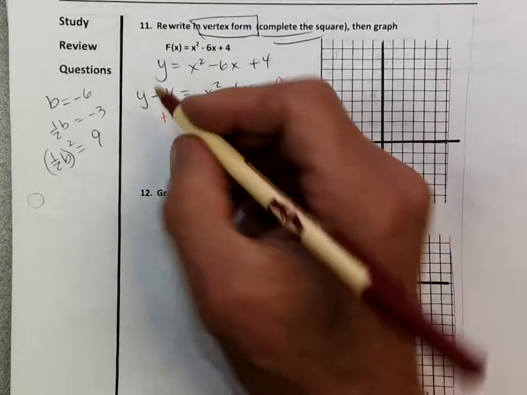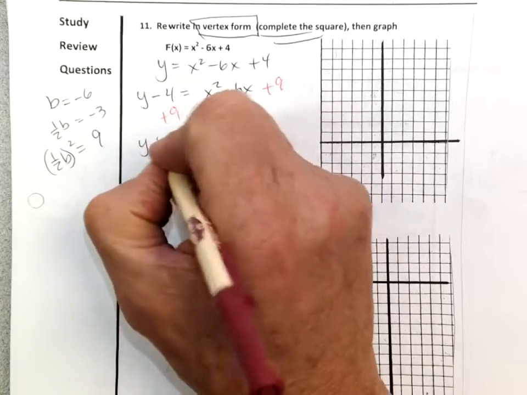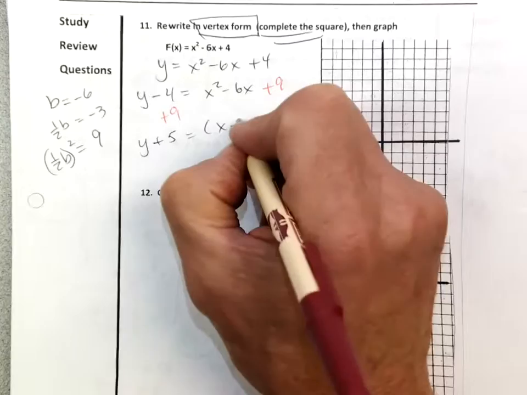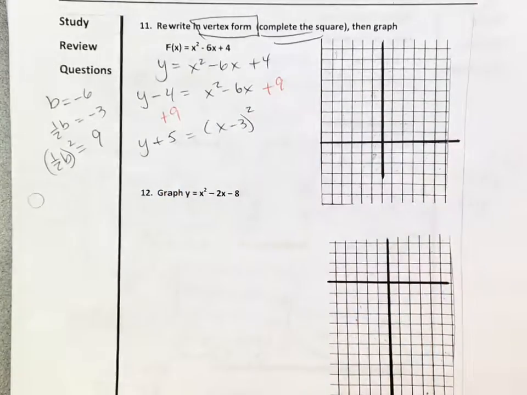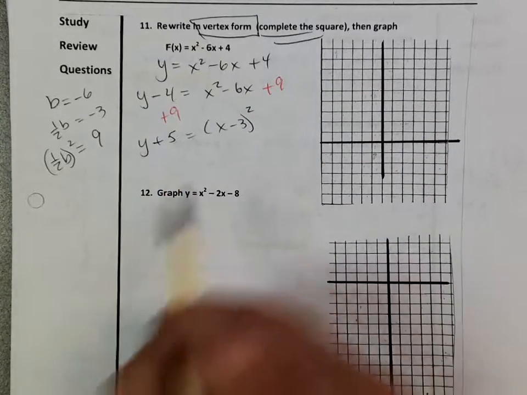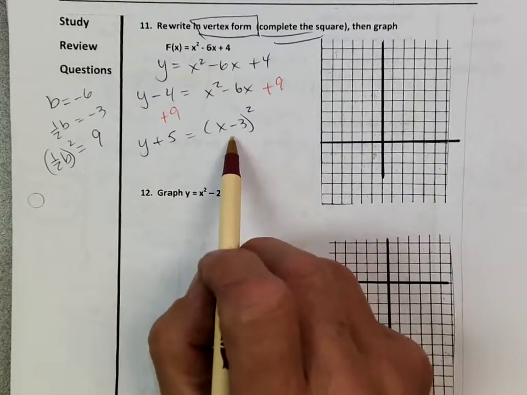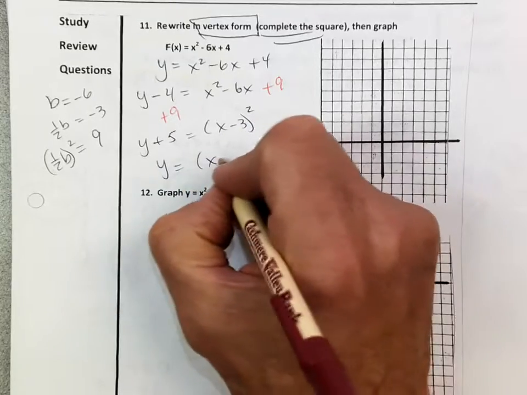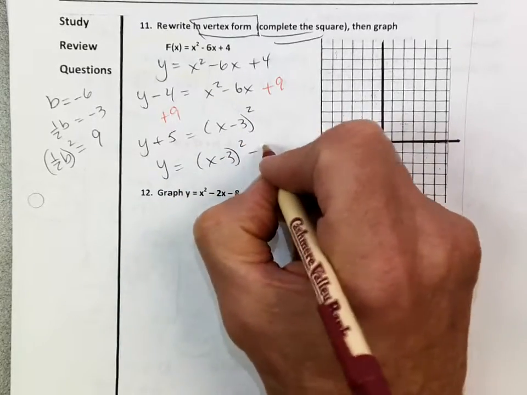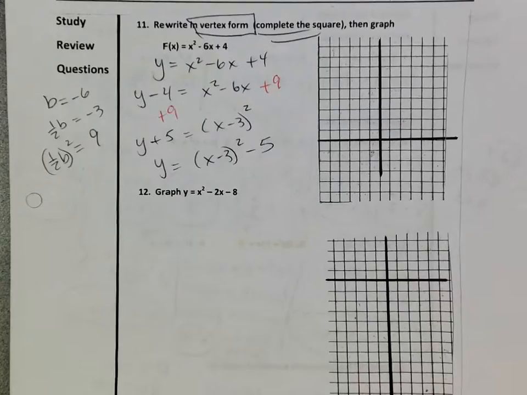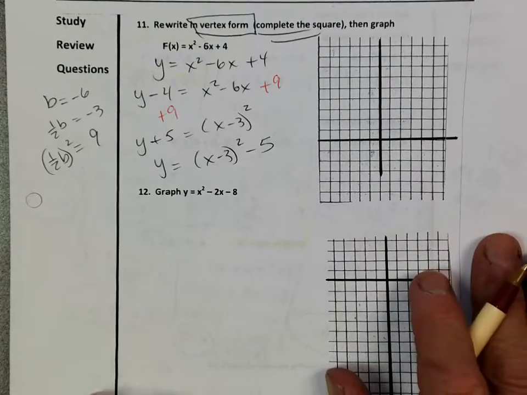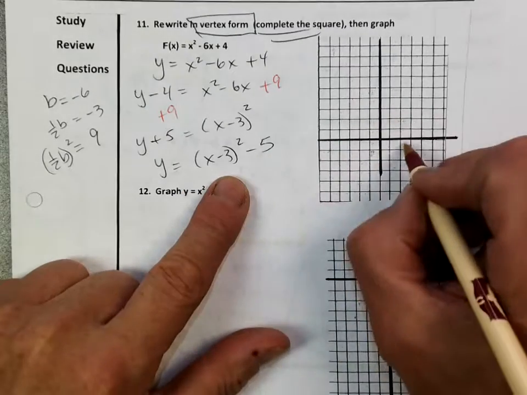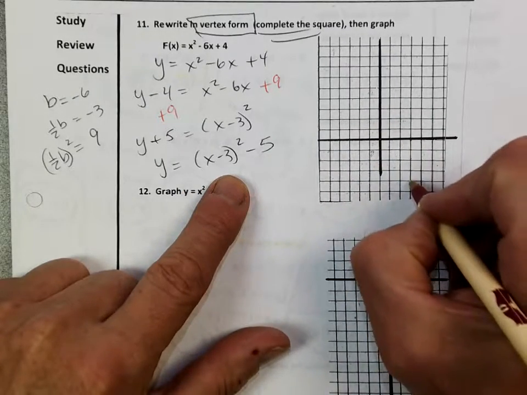So now let's see what I have. I'll have y plus 5 equals, and this will factor to x minus 3 squared. Right? X minus 3, but I just skipped this step. Okay, let's bring the 5 back over. Y is equal to x minus 3 squared minus 5. Okay, sounds good, right? Okay, let's see if we can graph this. My vertex is at 3, 1, 2, 3, 4, 5. Okay.